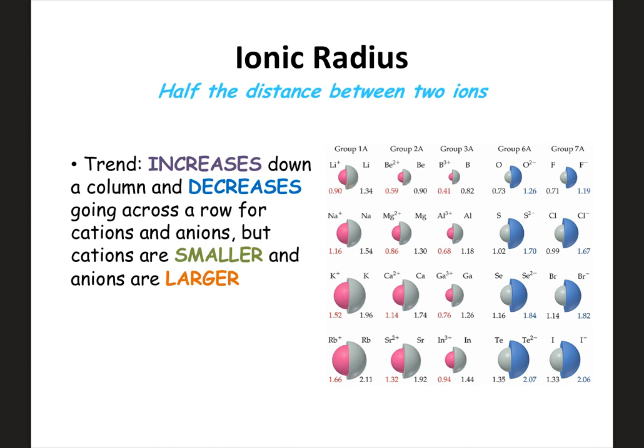But notice the red or pink for the lithium 1 plus is smaller than the original lithium that doesn't have a charge. That's what we expect. Cations, or positives, are always smaller than their original atom. And then notice the anions, which are in blue, are always bigger than the original gray, non-charged atom of itself. So that's something to pay attention to. Very similar to atomic radius, but there are some slight differences here.